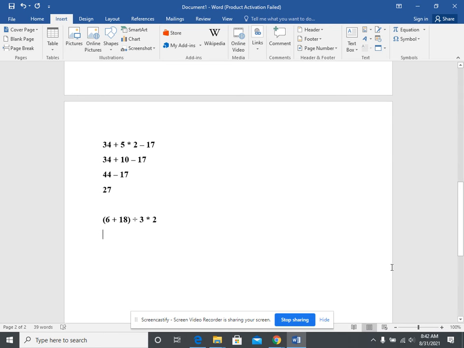All right, next problem. So in our parentheses, we've got 6 plus 18, then that divided by 3 times 2. So we've got our parentheses, addition, division, and multiplication. What's our very first step? Parentheses. So in our parentheses, we've got 6 plus 18. So what is 6 plus 18? 24.